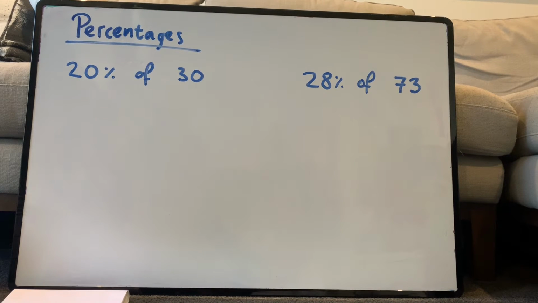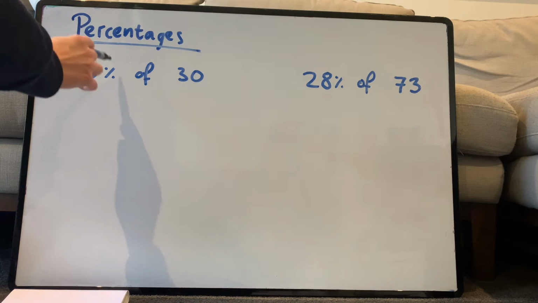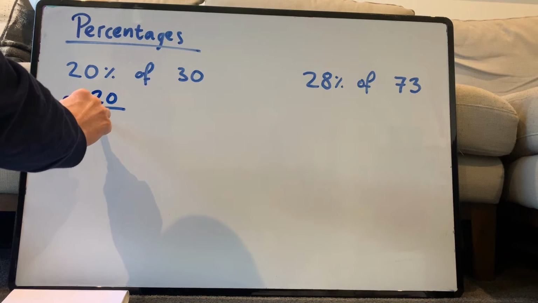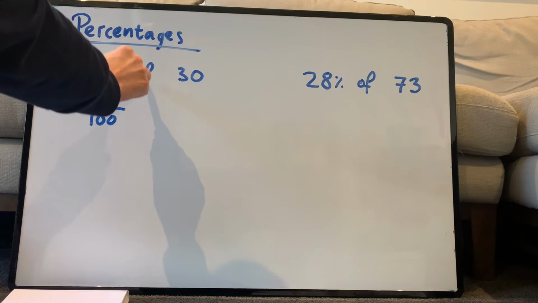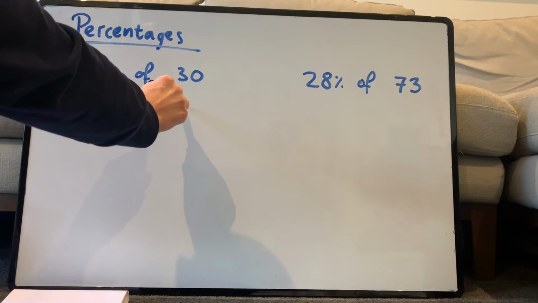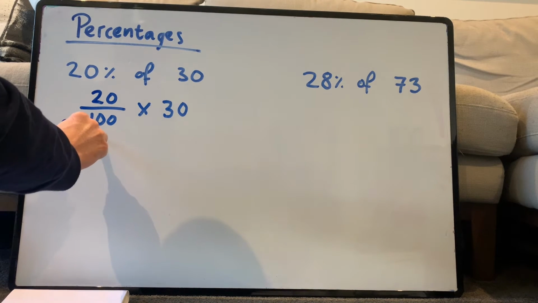All right, next up we got percentages. A lot of different ways to do this. I'm going to give you the surefire method that works every single time. Take your percentage, put it over 100. Of means times. 30 means 30. Put this into your calculator. It will spit out 6.